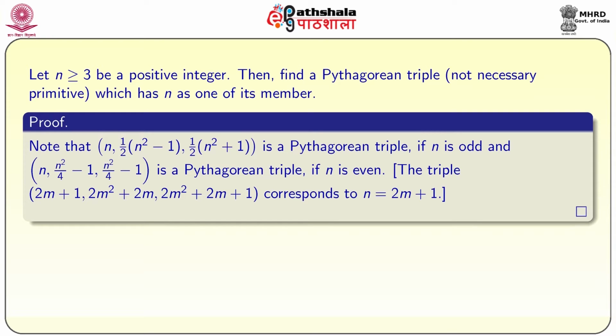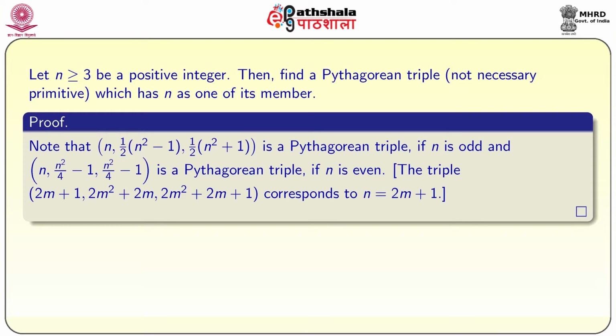If you take n, (1/2)(n² − 1) and (1/2)(n² + 1), then it is a Pythagoras triple if n is odd. If n is even, we can take n, n²/4 − 1 and n²/4 + 1, which is also a Pythagoras triple. The triple 2m+1, 2m²+2m, 2m²+2m+1 corresponds to n = 2m+1.